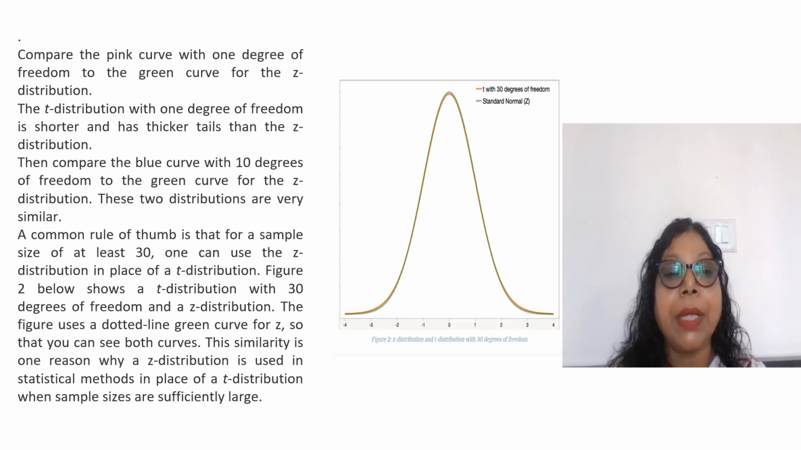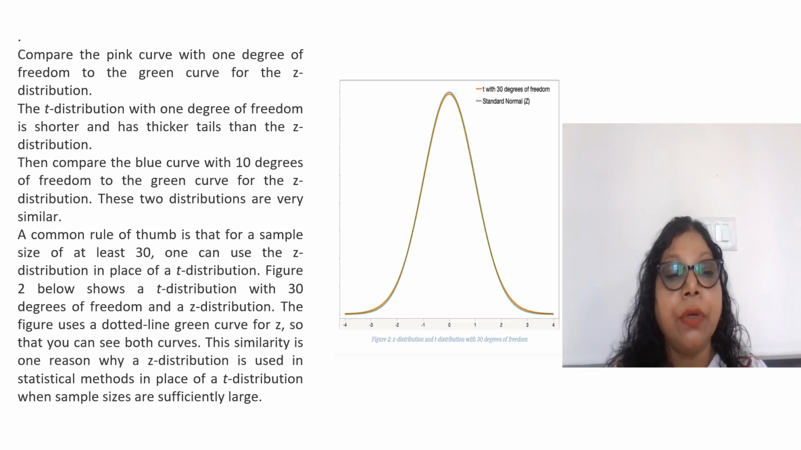So we compare the pink curve with 1 degree of freedom to the green curve for the Z distribution. The t-distribution with 1 degree of freedom is shorter and has thicker tails than the Z distribution. When we compare the yellow curve with 10 degrees of freedom to the green curve for the Z distribution, these two distributions are very similar. So a common rule of thumb is that for a sample size of at least 30, one can use the Z distribution in place of the t-distribution.